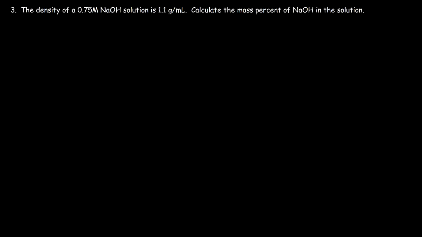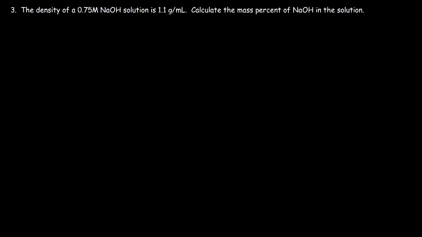Now let's work on number 3. The density of a 0.75 molar sodium hydroxide solution is 1.1 grams per milliliter. Calculate the mass percent of sodium hydroxide in the solution. So how can we do this? How can we take the molarity and the density of the solution to find the mass percent? We really need to find two things, the mass of the solute and the mass of the solution, in order to get the mass percent.